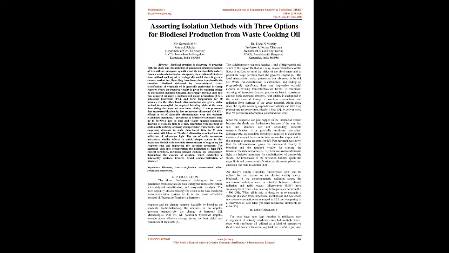Biodiesel delivered by base-catalyzed trans-esterification of vegetable oil is generally performed in clump reactors where the required vitality is given by warming joined by mechanical blending. Utilizing this strategy, the best yield rate was acquired utilizing a methanol/oil molar proportion of 6:1, potassium hydroxide, 1%, and 65 degrees Celsius temperature for 60 minutes.